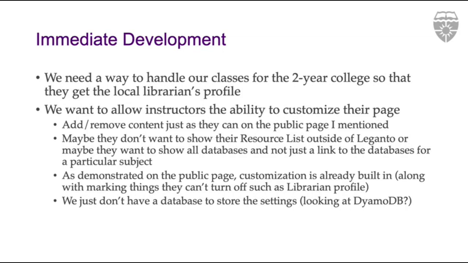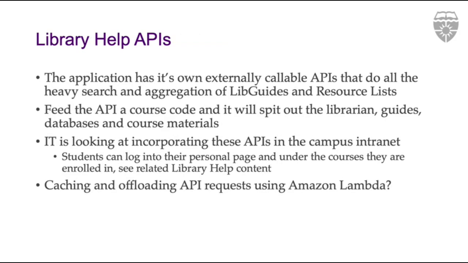Immediate development, as I mentioned, handle the 2-year college. And as I mentioned, again, we have APIs that could be used. Maybe we can offload some of that processing to some of the Amazon Web Services. Since they are kind of standalone, they can be separated from the application. We can certainly do that with Lambda.